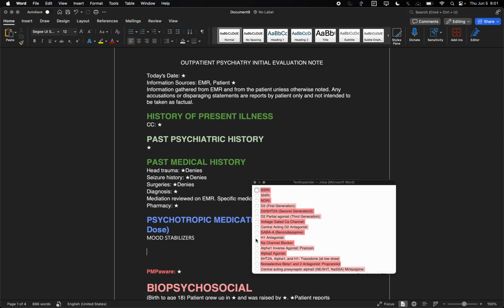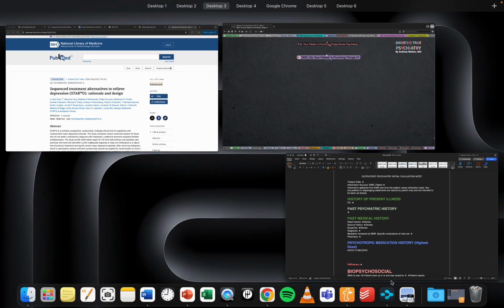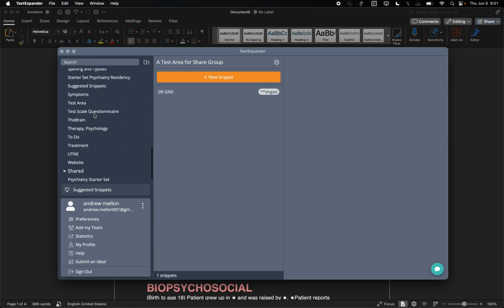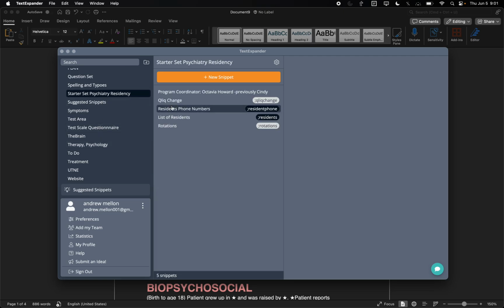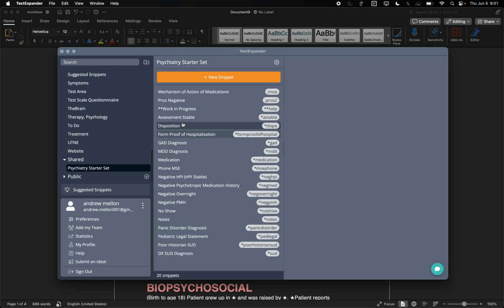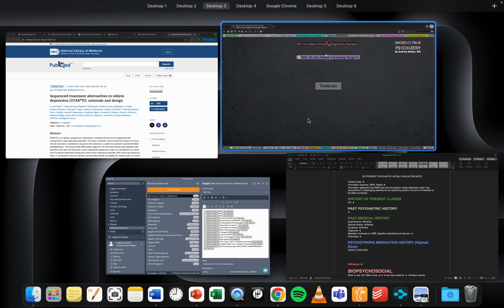So I've got lots of types of mechanism-of-action discussions that can be done there. The program that I share and use with them is this one. It doesn't matter, it's just one that works. And I have starter sets for the residents that they can use. I don't know if I'll find it fast enough for this purpose. I won't. Psychiatry starter set, there we go. And so they already start off with lots of types of notes and understanding of how to use them, like the mechanisms of action and things of that nature.